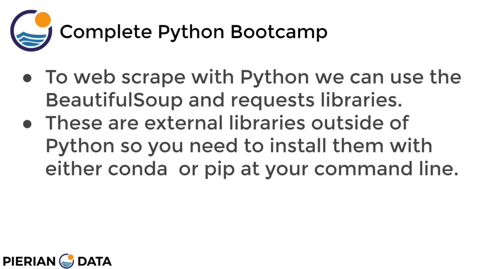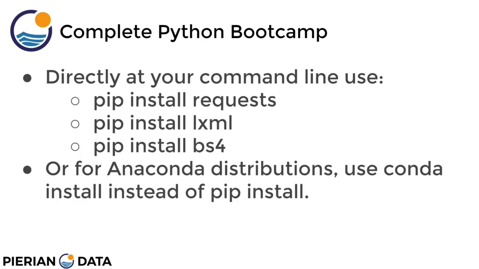Now, to web scrape with Python, we can use the Beautiful Soup and Requests libraries. And these are external libraries outside of base Python, so you need to install them with either conda or pip at your command line. So directly at your command line, use pip install requests, pip install lxml, which is going to be used with the Beautiful Soup library, and then pip install bs4, which is how we can install Beautiful Soup 4. And I know Beautiful Soup, kind of a strange name, but you'll see why they call it a soup later on.